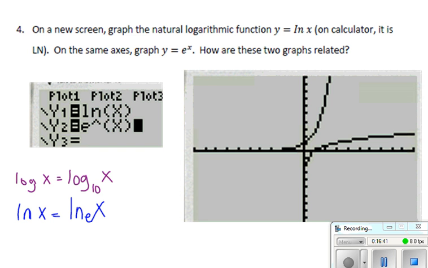So if it's just log x, it's base 10. But if it's a natural log, it's base e. Okay? So that's what we call a natural log. So if we were to graph these two functions, which I just did again, here's my e to the power of x, and here's log or natural log of x.